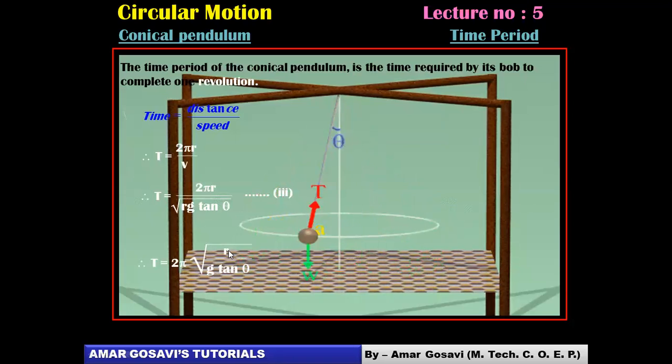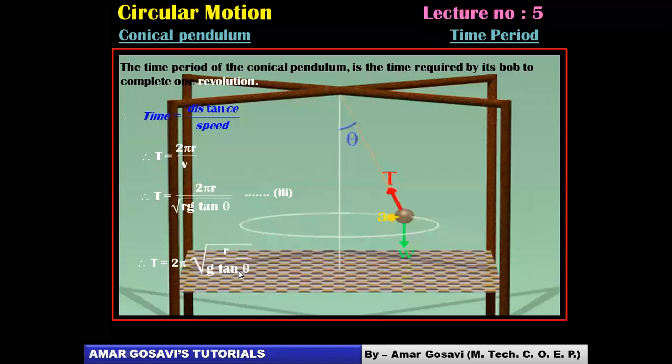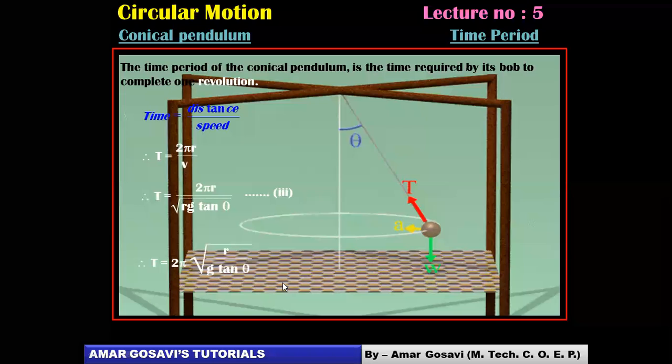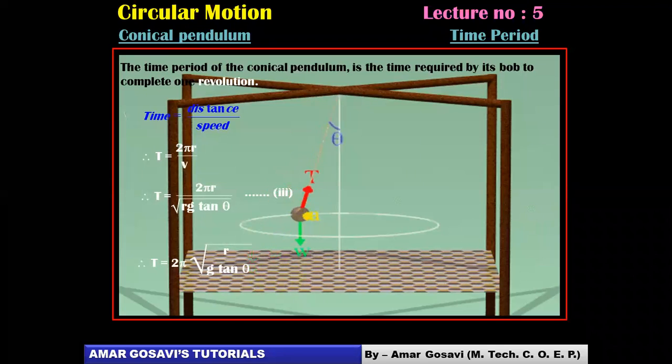You know what r is. This is the radius of that circle. G is acceleration due to gravity, and theta is a semi-vertical angle you can see at the vertex or at the point of suspension. Now we have to work out some trigonometry out of it before we move ahead towards it. Please make a note of this slide and let me know once you're done with it before we proceed towards the remaining part of the analysis.